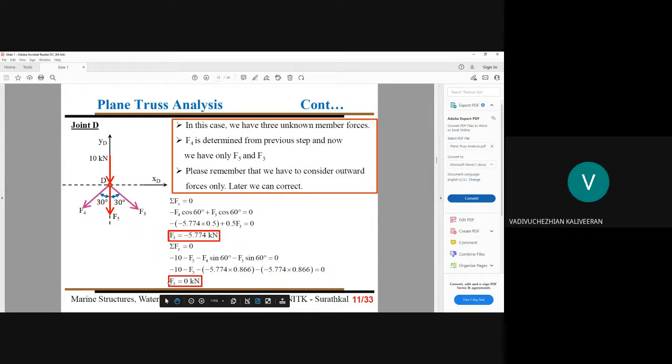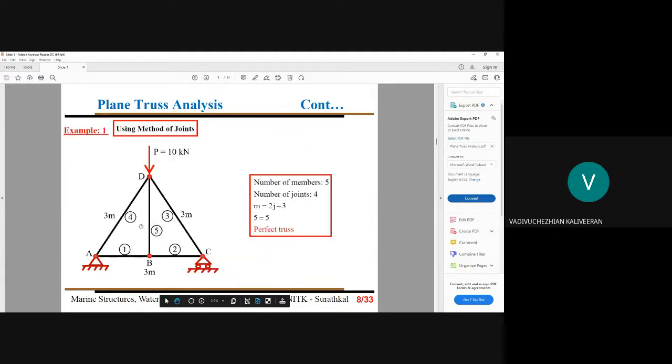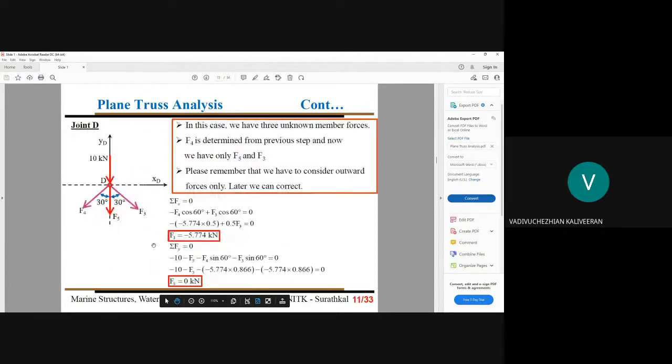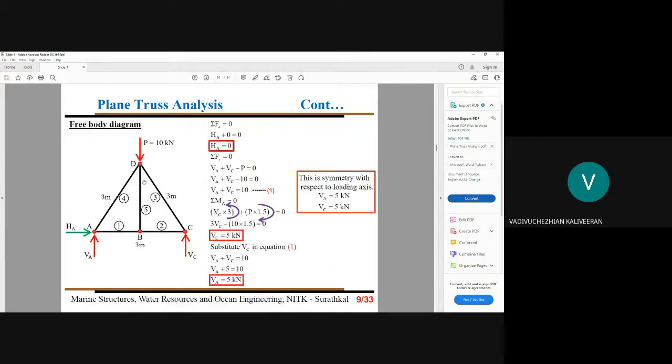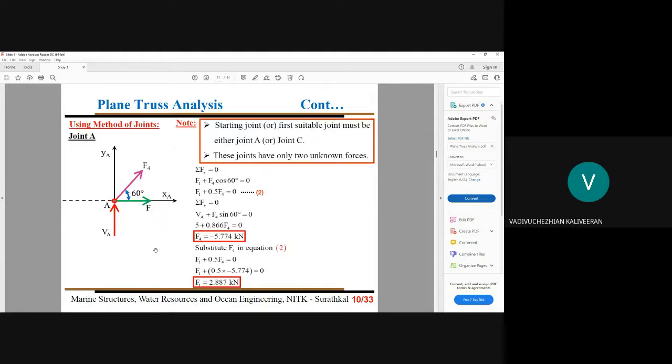So now note this: F5 we got, that is 0. F3 we got, that is minus 5.774 kilonewton. After seeing this, we can understand this member is subjected to compression only, and this middle member BD, or member 5, is experiencing only 0 load. So this member is noted as a dummy member. A member which is experiencing 0 internal force is noted as a dummy member.